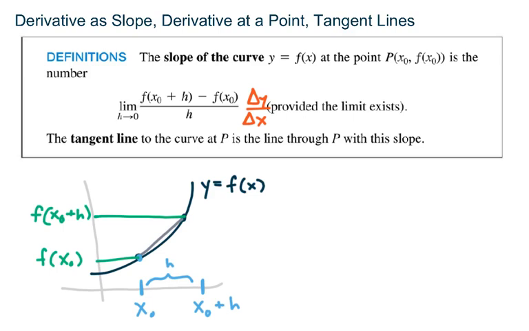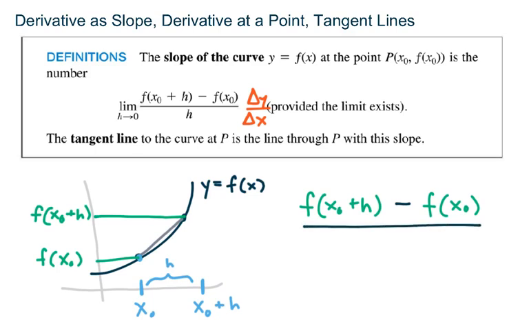So if we set this up and we tried to think about our slope equation, which is change in y over change in x, I would take my two y values and subtract them: f of x sub 0 plus h minus f of x sub 0. All of that would need to be divided by my two x values, which would be x sub 0 plus h minus x sub 0.